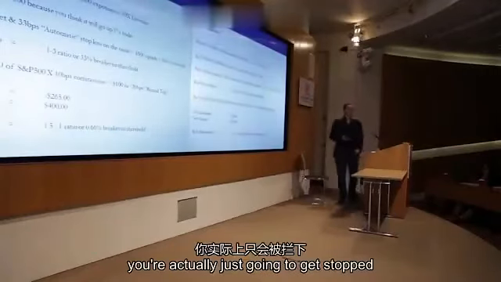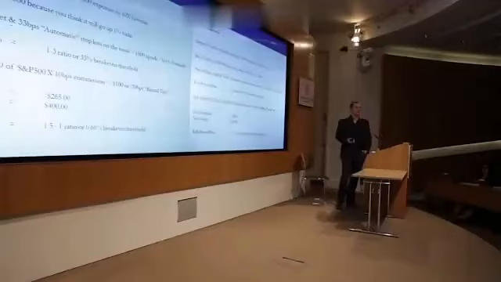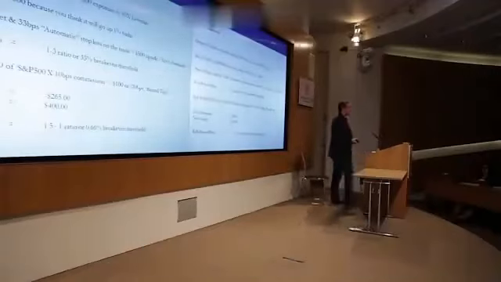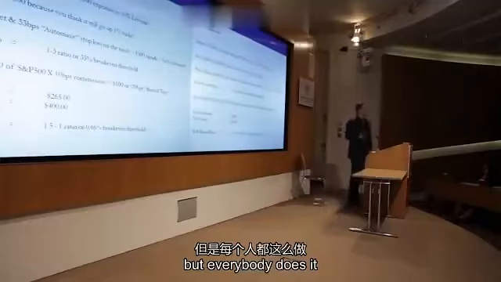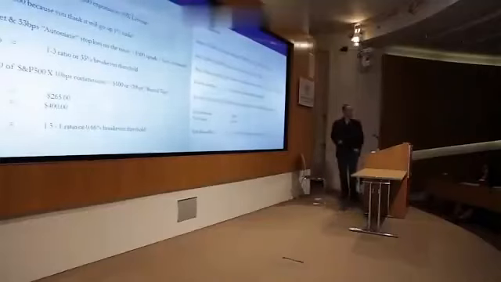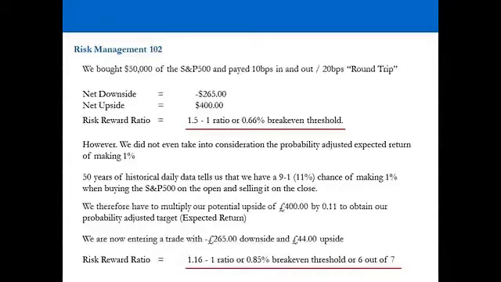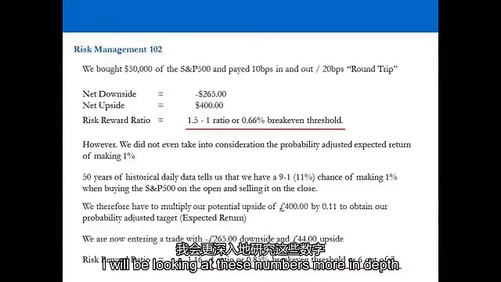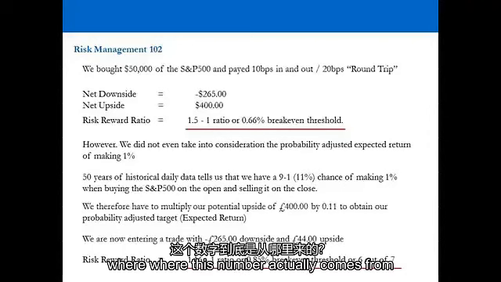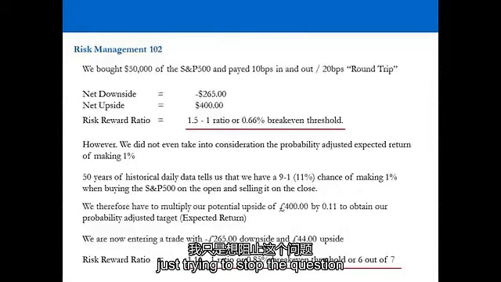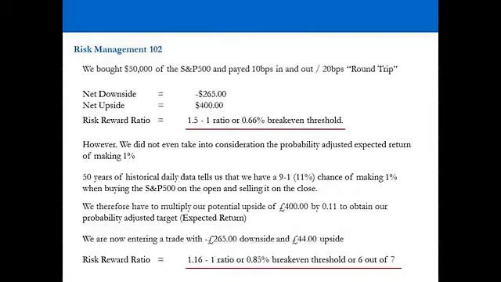So what's going to happen? You're actually just going to get stopped out. That's the most stupid thing you'll ever do in the world as a trader. But everybody does it. So let's have a look at the numbers. And we'll be looking at these numbers more in depth, where this number actually comes from, in a minute. Just trying to stop the question, where do you get the number from?